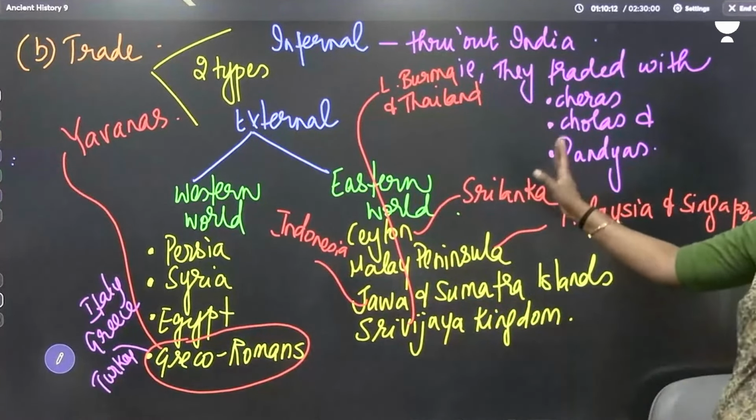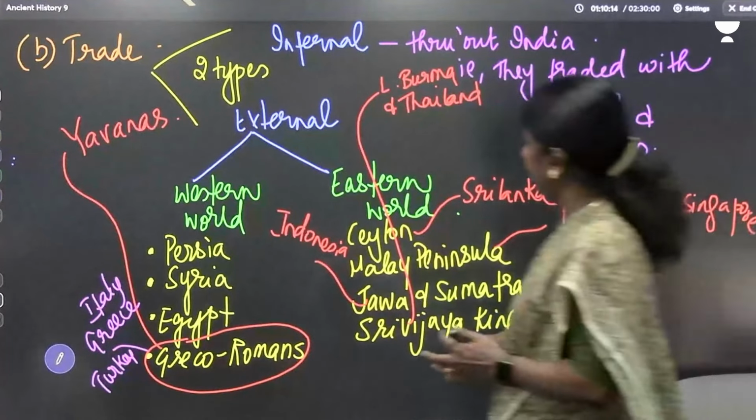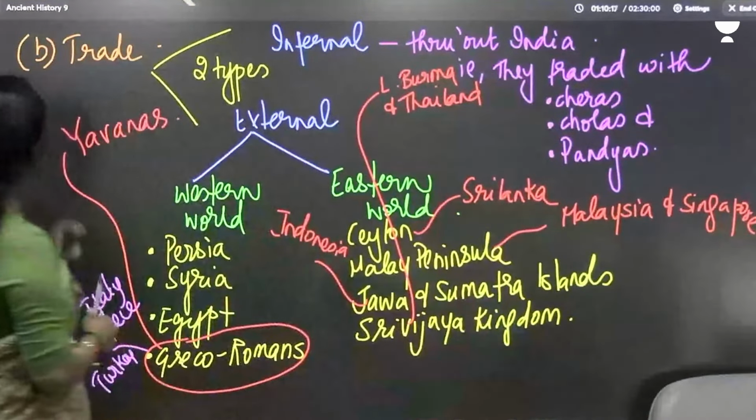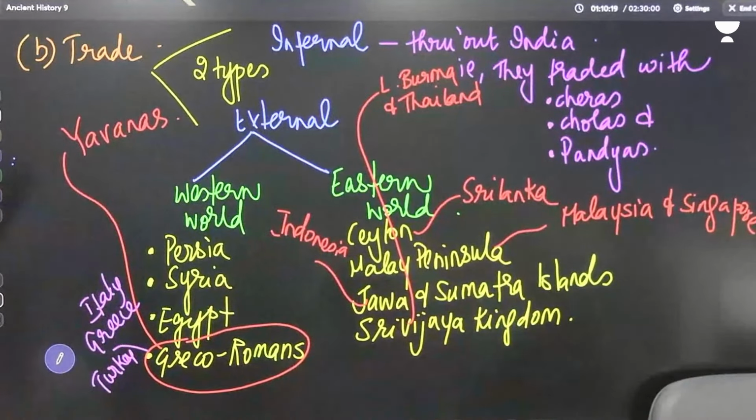Then Ceylon, that was the name which was given there. So they traded with them all. So clear? A, agriculture. B, trade. So be careful with which countries.